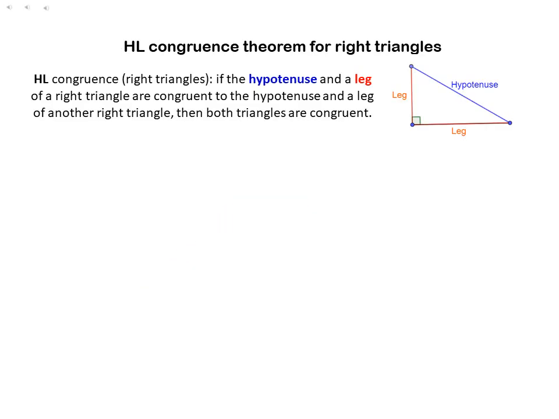Let's have a look at the HL congruence theorem for right triangles. If the hypotenuse and a leg of a right triangle are congruent to the hypotenuse and the corresponding leg of another right triangle, then both triangles are congruent.